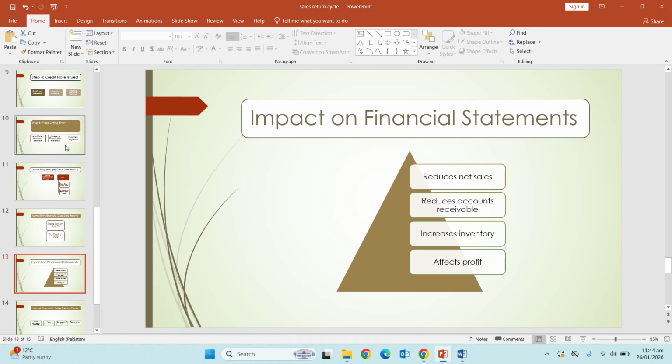So here is the impact on the financial statements. Sales return affects the financial statements in many ways. It reduces net sales in the income statement, which also reduces profit. It reduces accounts receivable in the balance sheet. It increases inventory because the return goods come back into the stock.